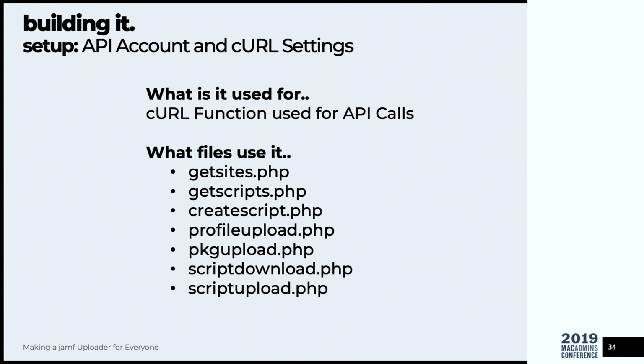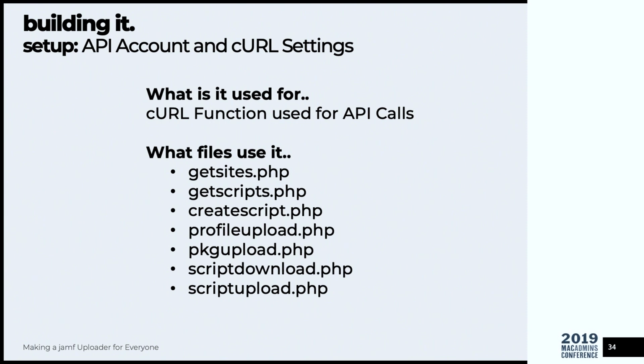So now we get to configure things. And we're going to set up the API account and the curl settings. Each of these PHP pages contains a function to do a curl command. And that's what does all the magic. And in order for these API calls to work, we need to add our Jamf server URL and the username and password for our API account.